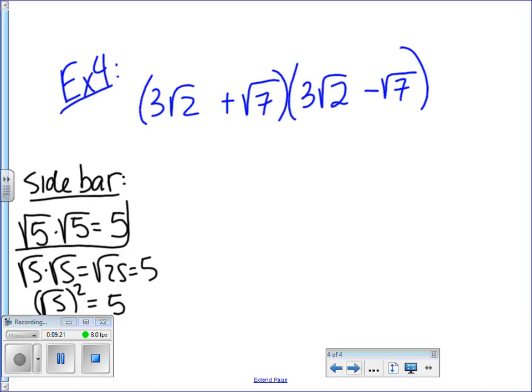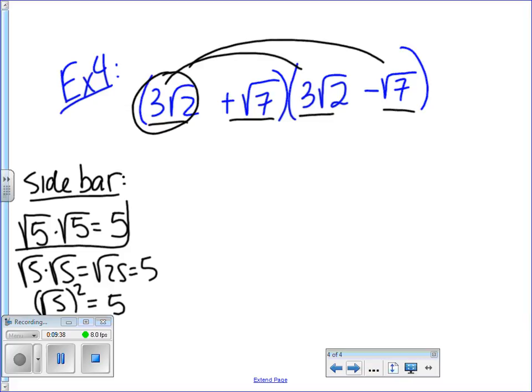All right, so I see 2 sets of parentheses. You can think of these both like binomials. There's 2 terms. Here's one term, second term. One term, second term. I'm going to multiply these together. So I'm going to take the first term and distribute it to everything in the second set of parentheses. Now, a common misconception or mistake might be that the 3 and the 2 are separate terms. But remember, terms are separated by addition or subtraction. So 3 radical 2 is one term. Keep that in mind.